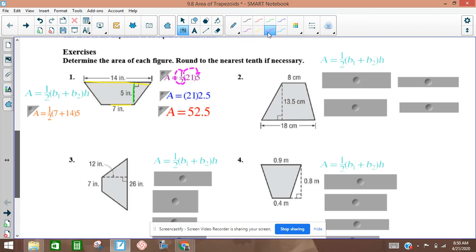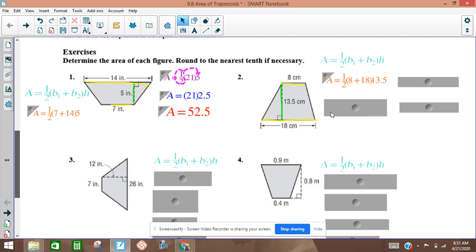Now we have bases 18 and 8 and height of 13.5. So we have our formula, plug in the numbers. Area is equal to 1/2 times (8 plus 18) times 13.5. So what is our first step? To add what is in parentheses. And we have area equals 1/2. When we add 8 plus 18, it gives us 26 times 13.5.